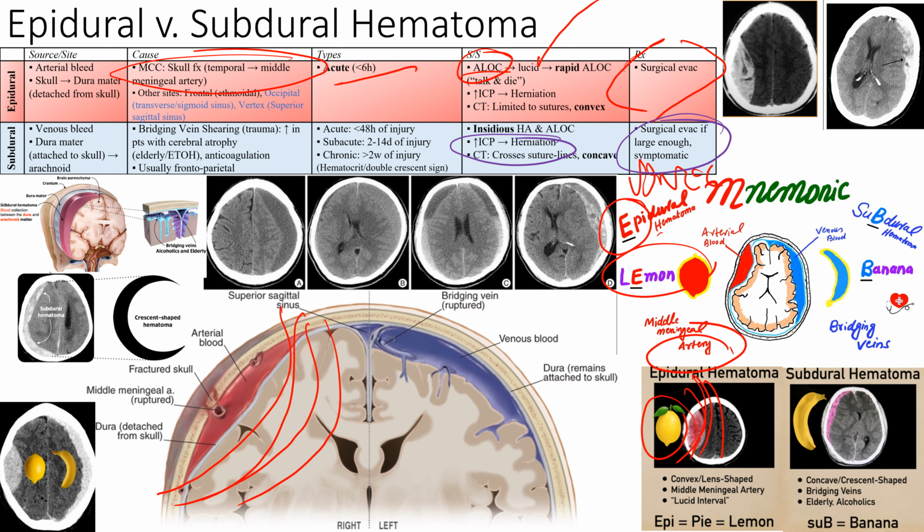And also on CT scan, we mentioned it crosses suture lines. So it's crossing all the way across these suture lines compared to the other one. The other one is locked in at the suture. That's where the dura is kind of stapled in on the brain. All right, so then what else?